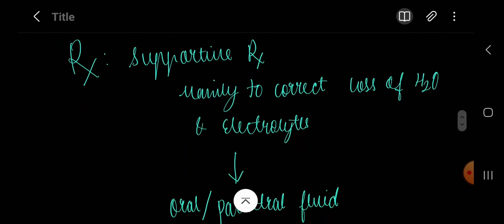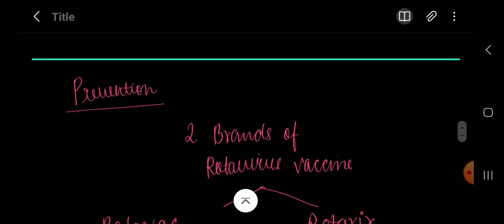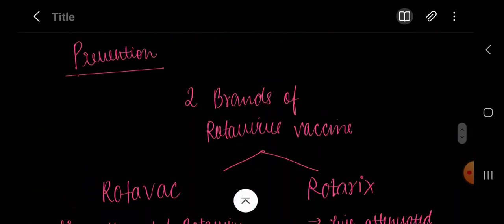Now treatment. Supportive treatment is given. Mainly we have to correct the water and electrolyte balance, so oral or parenteral fluid replacement therapy is given. Now, how to prevent: there are two brands of rotavirus vaccine, as in the case of coronavirus, where Covishield and Covaxin are the brands. In rotavirus, the two brands are Rotavac and Rotarix.